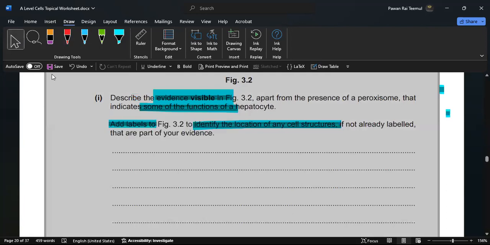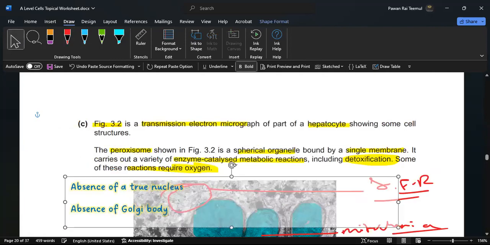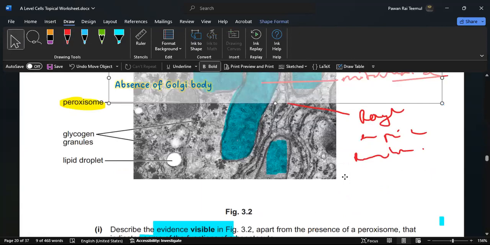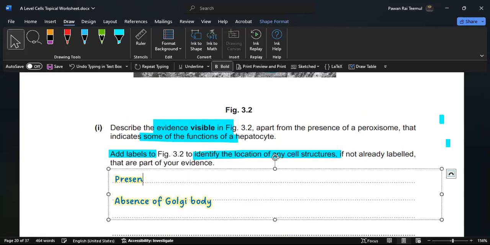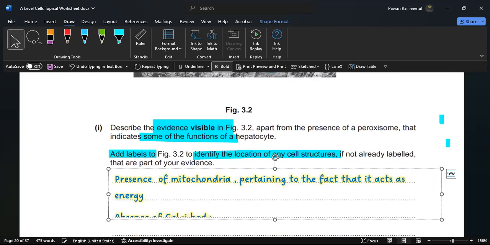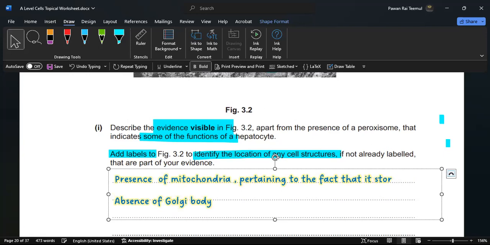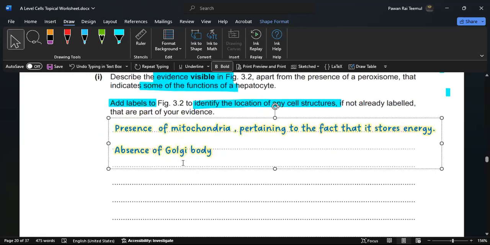So presence of mitochondria pertaining to the fact that it acts as energy storage, it stores energy, that indicates some of the functions of the hepatocyte.